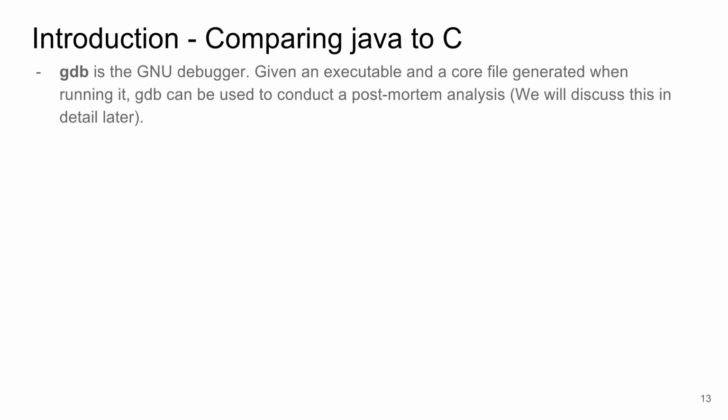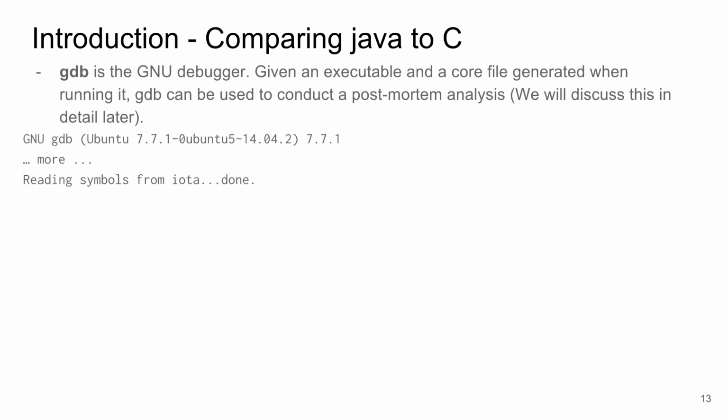So one of the most useful tools when you're debugging C code is a tool called GDB, which is the GNU debugger. Given an executable and a core file generated when running it, GDB can be used to conduct a post-mortem analysis. So essentially what it will do is take the executable you give it that's associated with the core file that was generated, run that executable, and find where something went wrong in your core file.